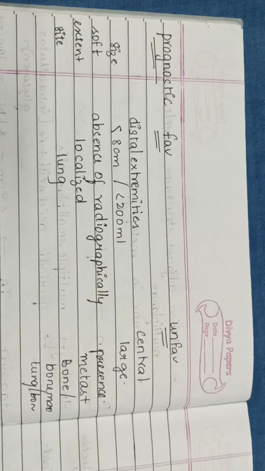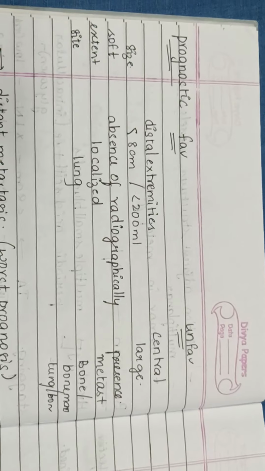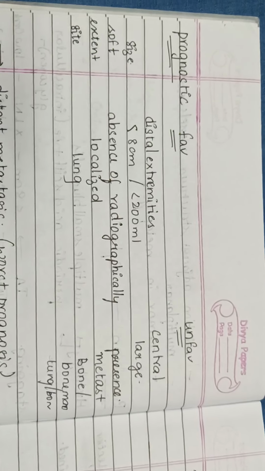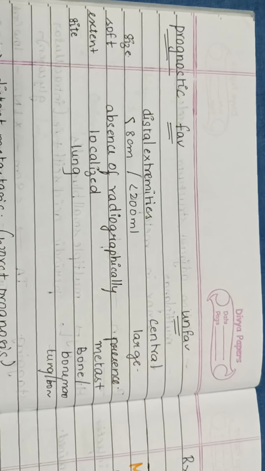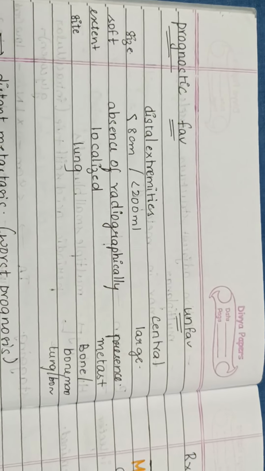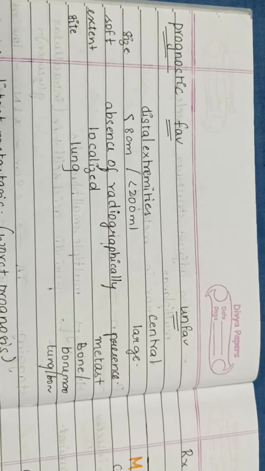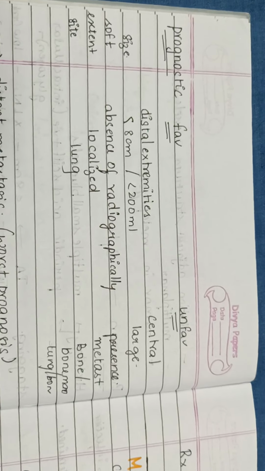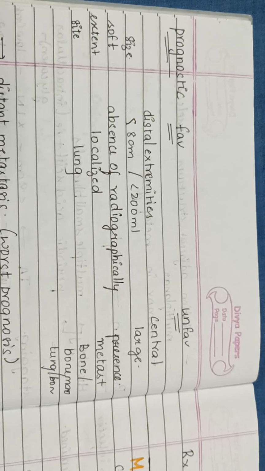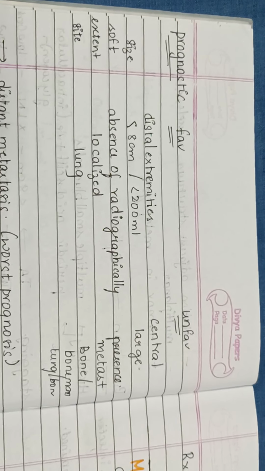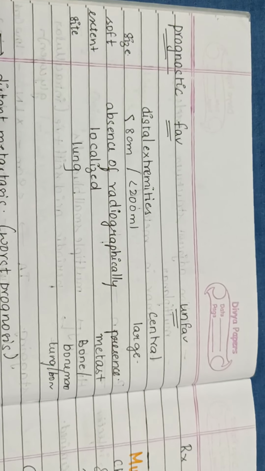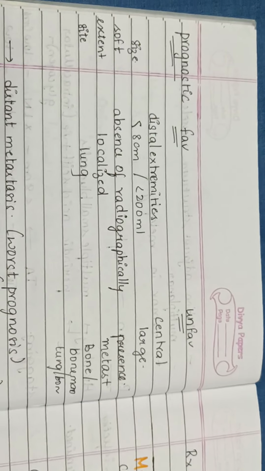Now we'll be discussing the prognostic factors that are favorable and unfavorable. Favorable: the distal extremities are involved, the size is less than 8 centimeters or volume less than 200 ml, there is absence of soft tissue involvement radiologically, and absence of localized extension and site metastasis, mostly in the lung.